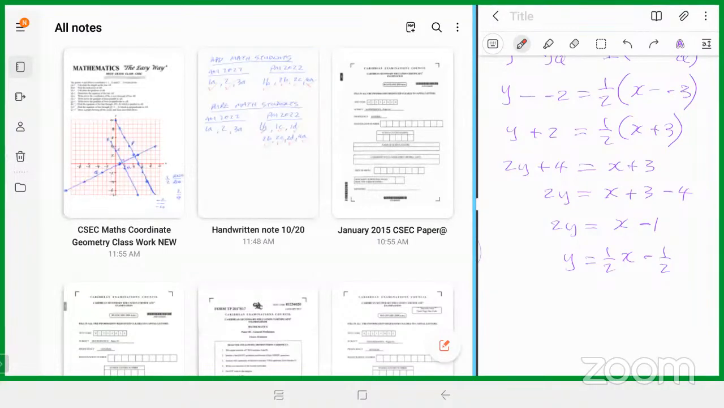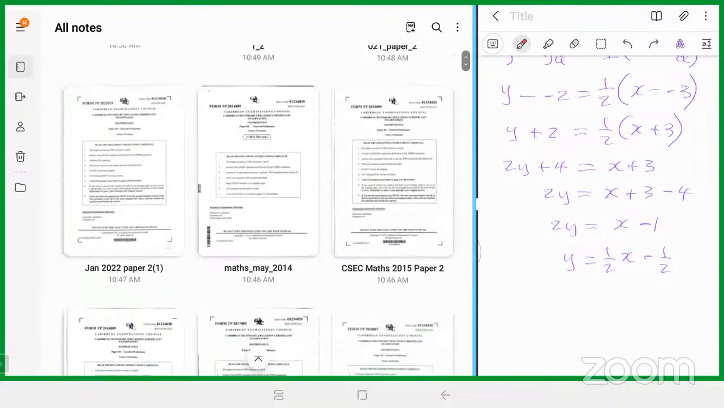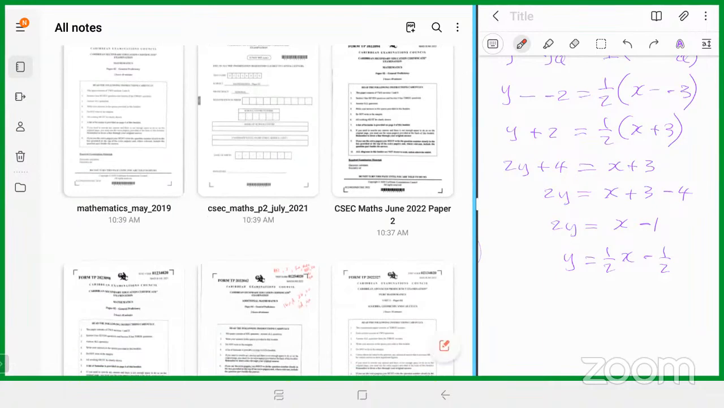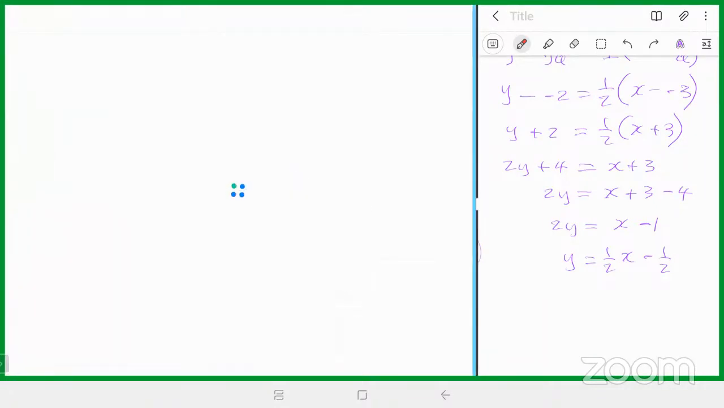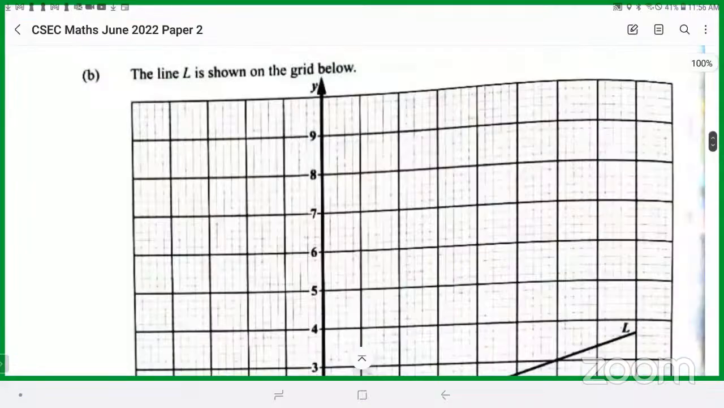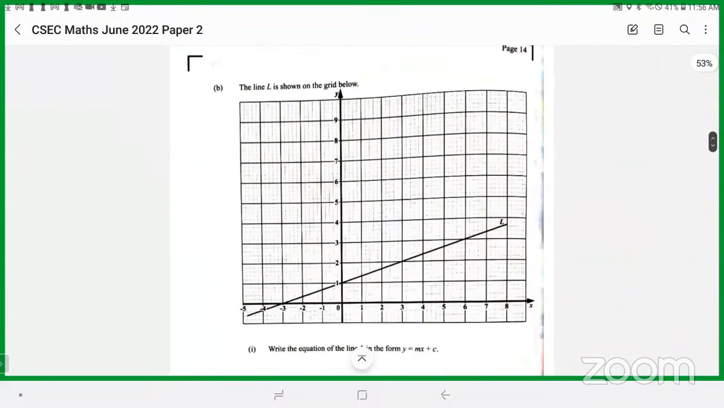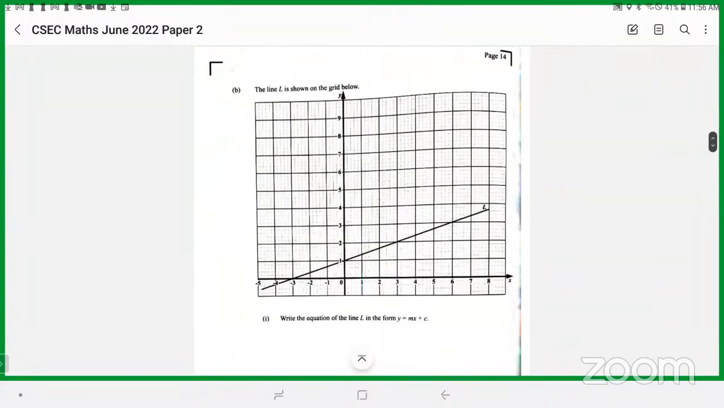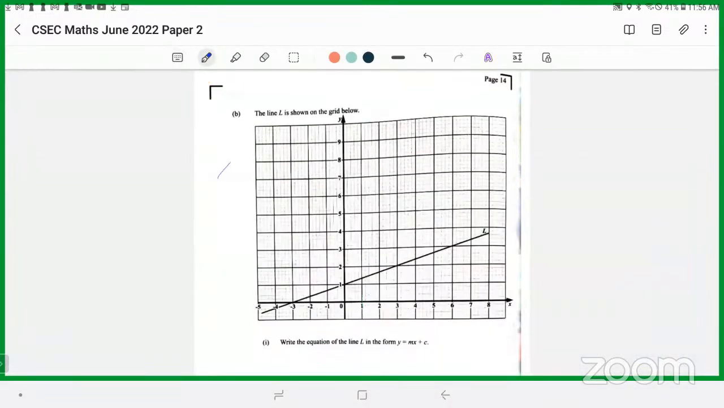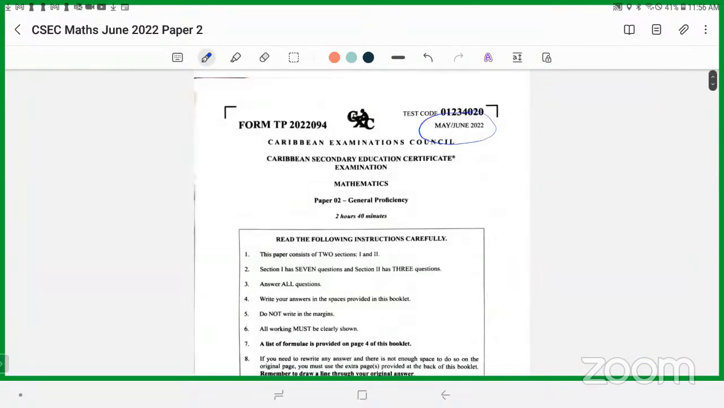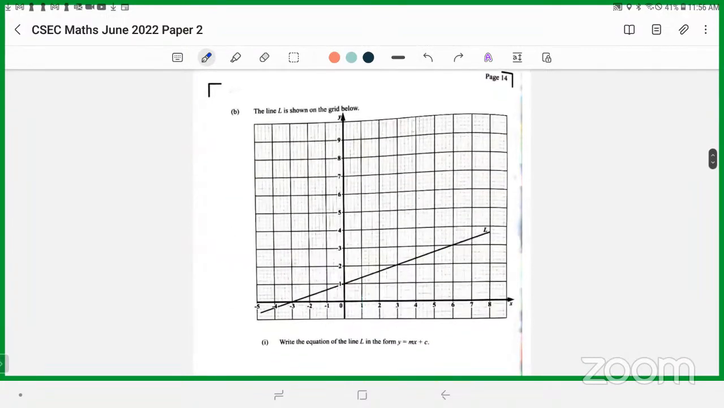So I'm going to start with 2022 question 4B. Question 4B is right here. Let's look at it. So this is 2022 question 4B. This is the question. So you can see the 2022 paper. Let's put a mark on it. So 2022 exam, and it's question 4B.